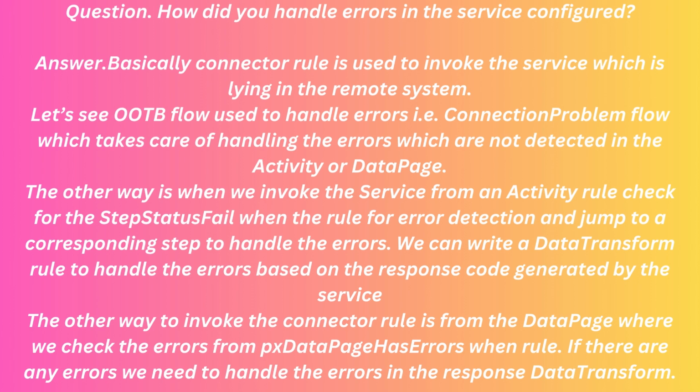The other way to invoke the connector rule is from the data page, where we check the errors from the pxDataPageHasErrors when rule. If there are any errors, we need to handle the errors in the response data transform.